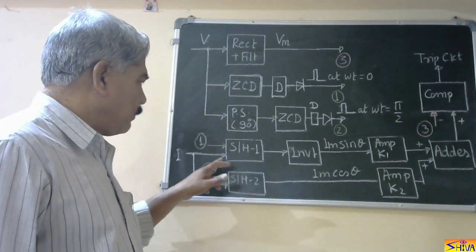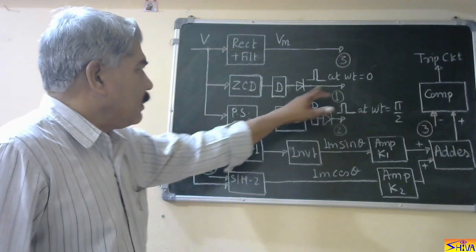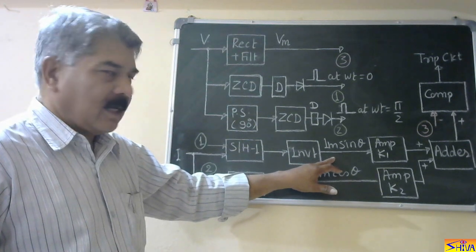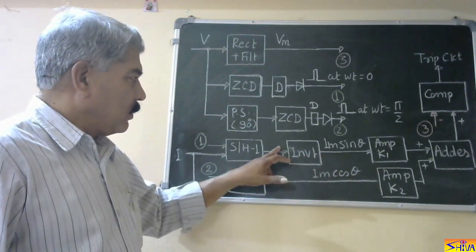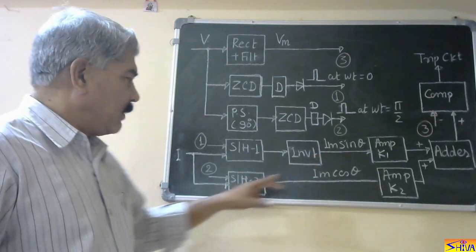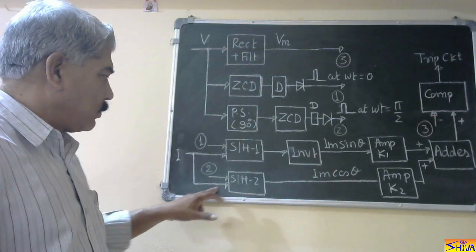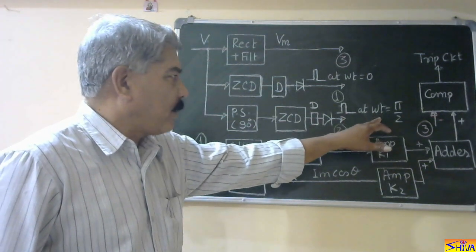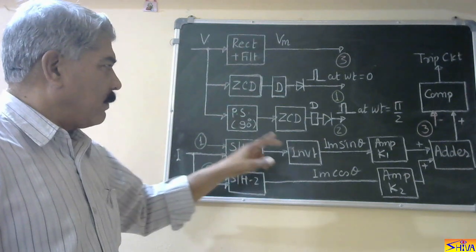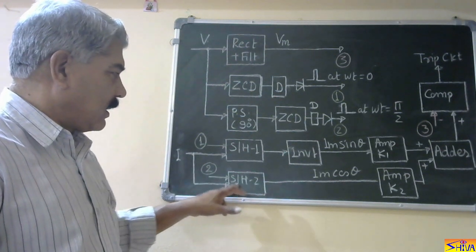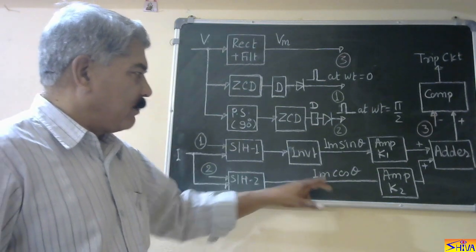So the value of this signal at this instant, that is omega t equal to 0, is minus Im sin theta. This is inverted, so we get Im sin theta. That is the requirement. Then the same current is going to sample and hold number 2. To this, the logic signal comes at omega t equal to pi by 2. So at omega t equal to pi by 2, whatever is the instantaneous value of this input signal, that is held, and that is nothing but Im cos theta.